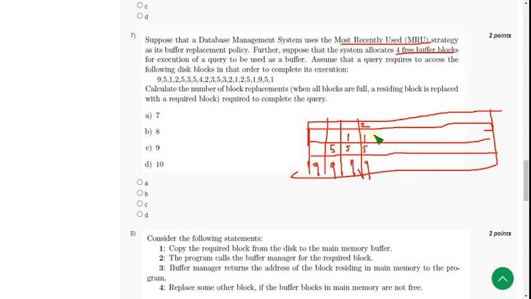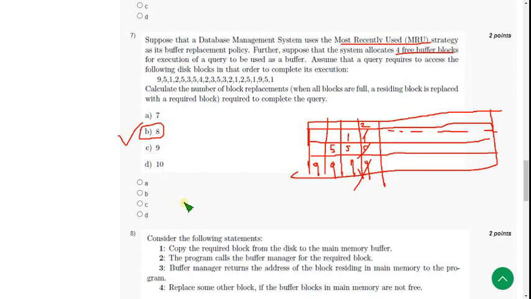And we will replace certain blocks like this, and so on. When I did the seventh question, I got the answer as 8. There will be 8 replacements that I have got. Guys, these are the probable solutions.